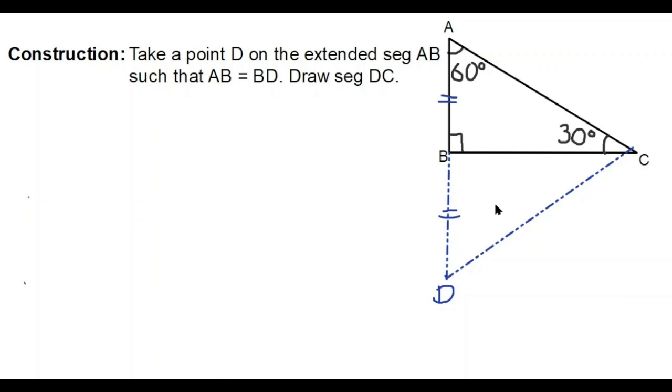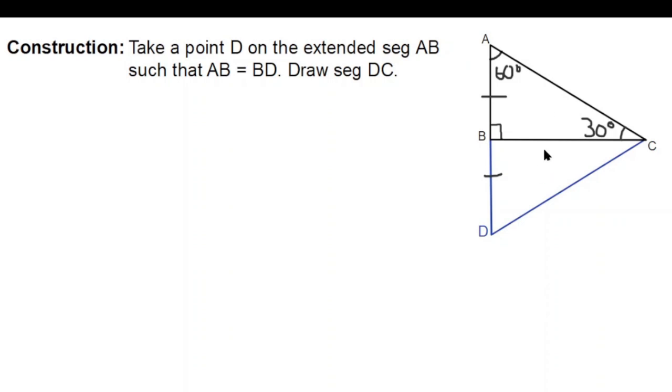So I will show this properly. This is the construction. I have drawn it properly. Take a point D. We have taken a point D on the extended segment AB such that AB is equal to BD, and draw segment DC. So this is how we have to do the construction. Now next we will see the proof of this theorem.